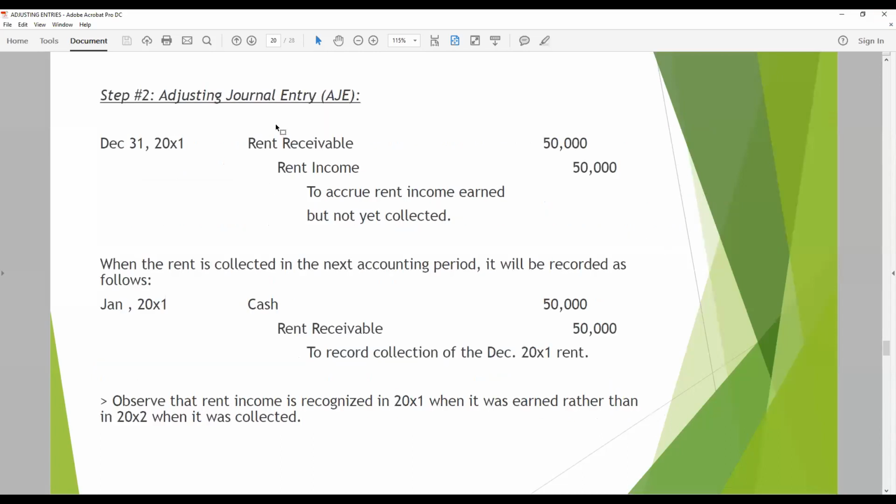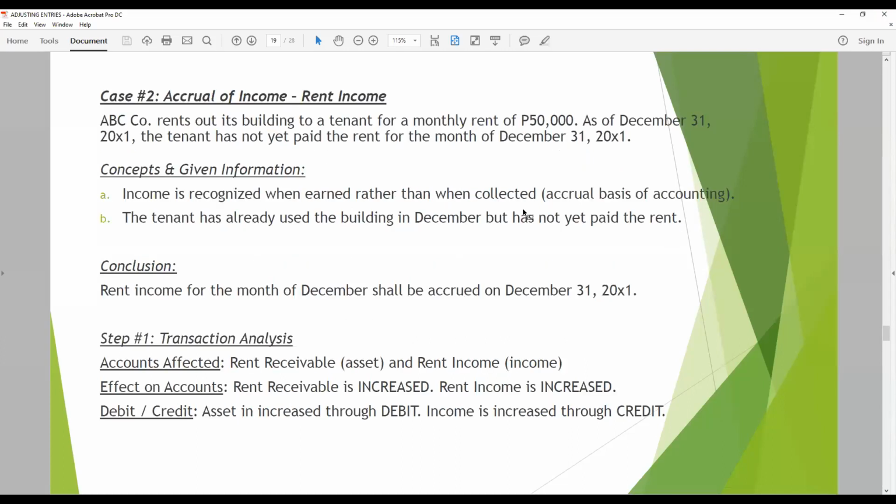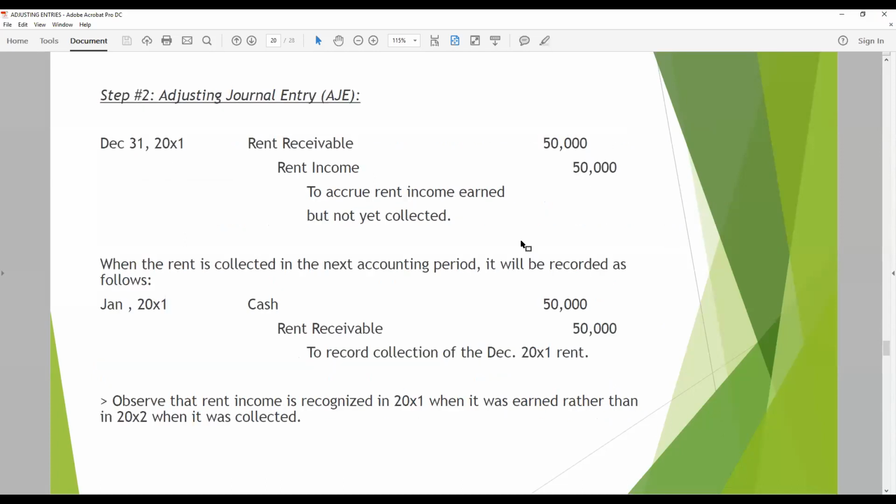Yes. So this is your adjusting entry. Debit rent receivable, 50,000. Rent income, 50,000. To accrue rent income earned but not yet collected. Because the building has been used. Your tenant already used the building for December, but they have not paid you for December. Even though you have not been paid, you already have the right to recognize rent income because they already used the building which you are renting to them.